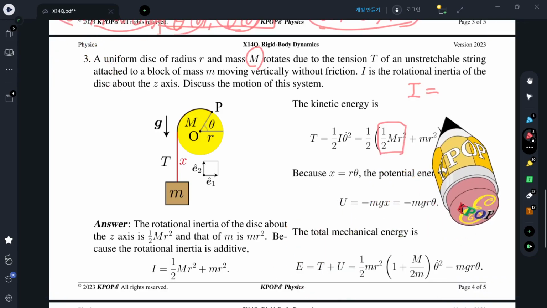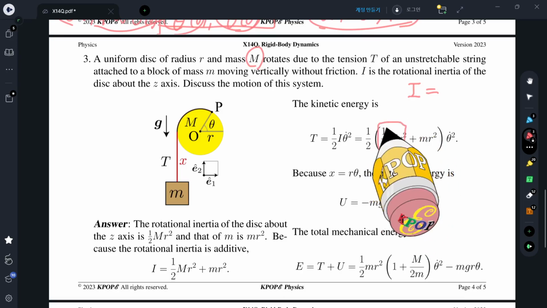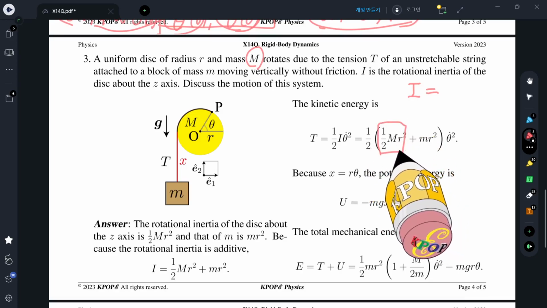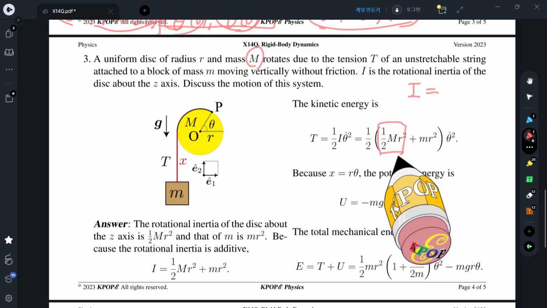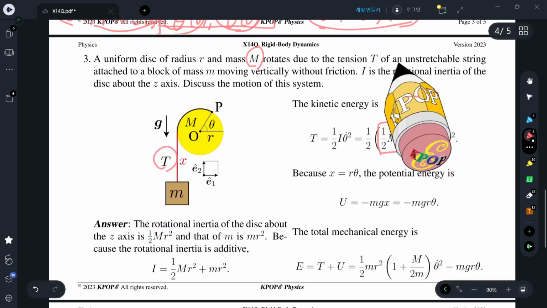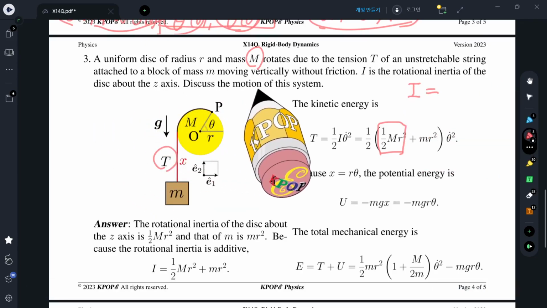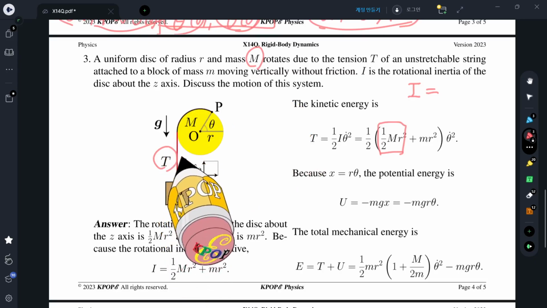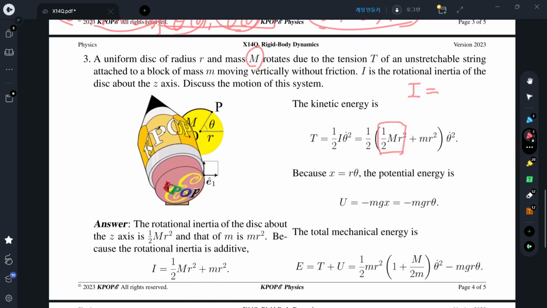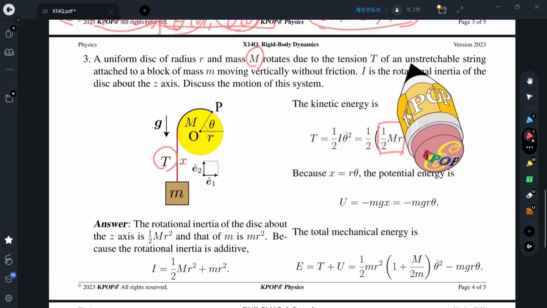And remember, you should be able to evaluate the moment of inertia of various objects, and you can refer to the detailed computation of integration. Due to the tension T of an unstretchable string attached to a block of mass m, moving vertically without friction. I is the rotational inertia of the disk about the z-axis. Discuss the motion of the system.